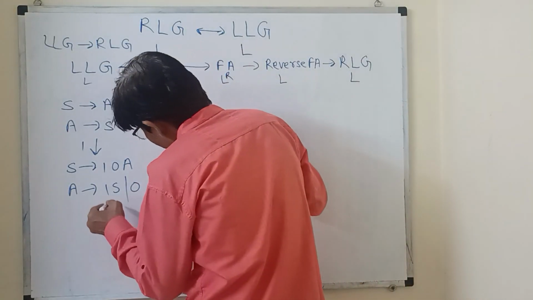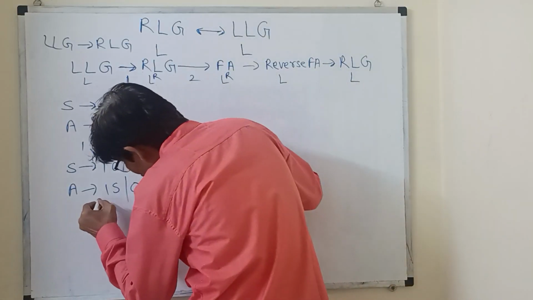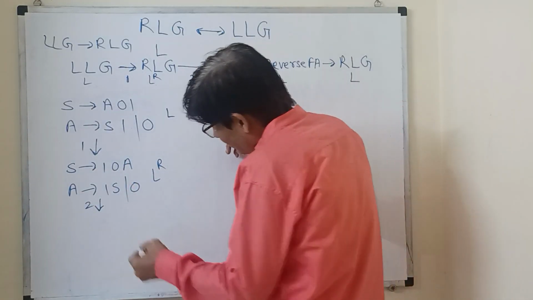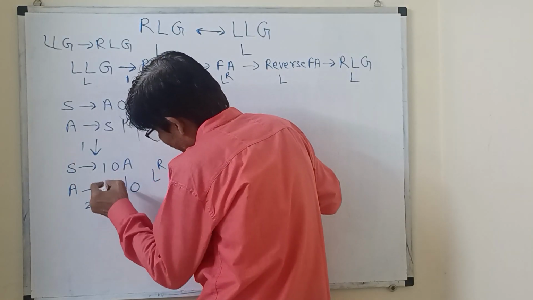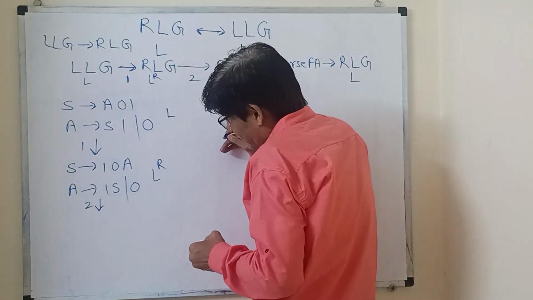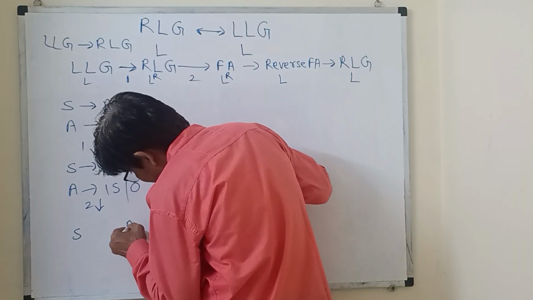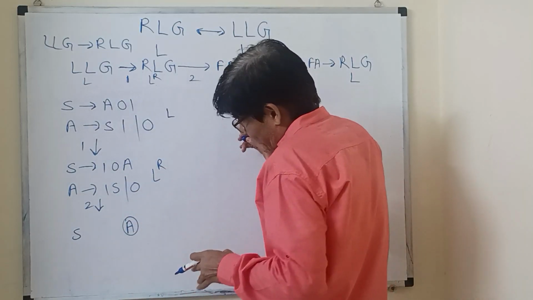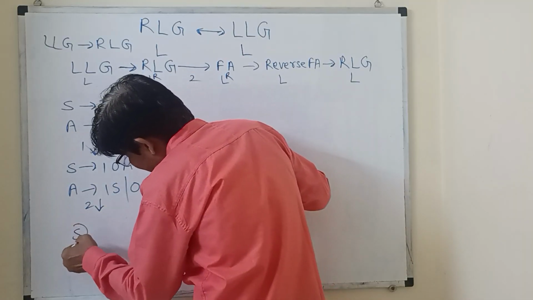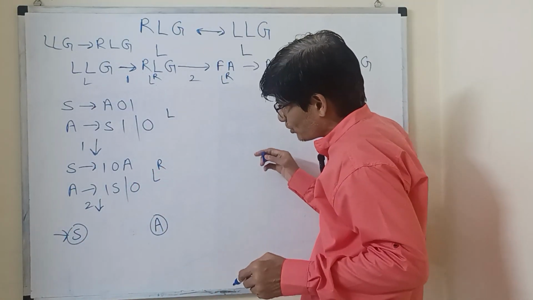Now we will perform the second conversion here. So we are converting this particular RLG to FA. We are having two states, two variables here, so we will now create two states here, S and A. As you can see, my friend, here we have two states. Now this is our initial state, as S is our starting variable, the start symbol of the grammar.